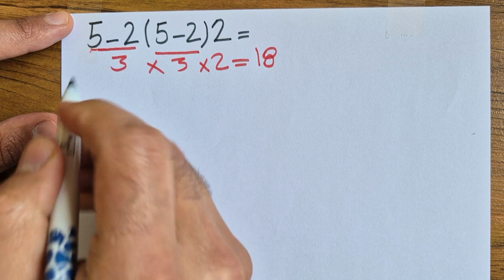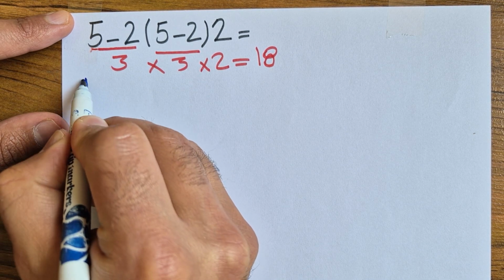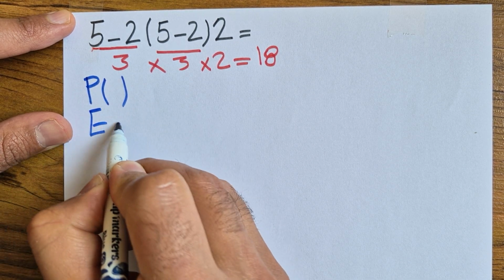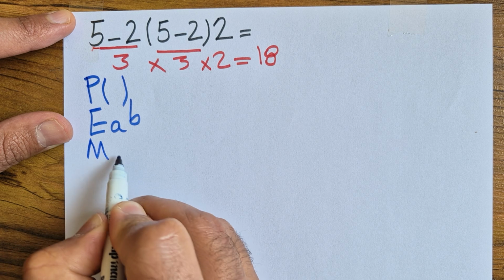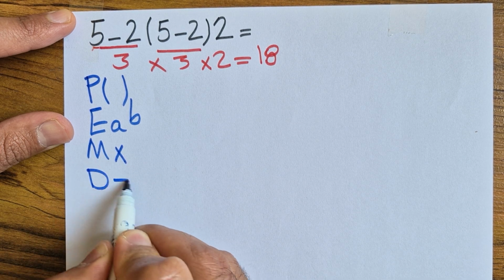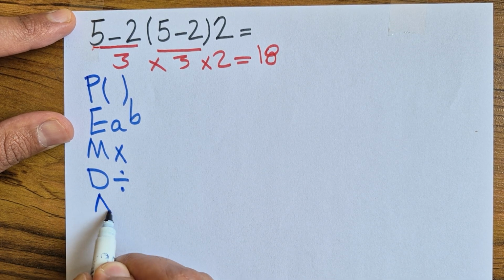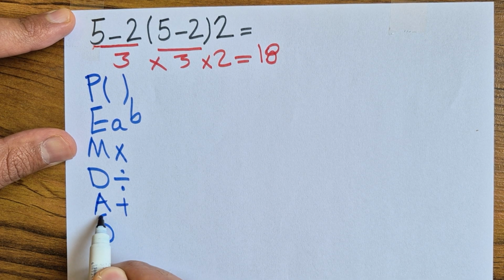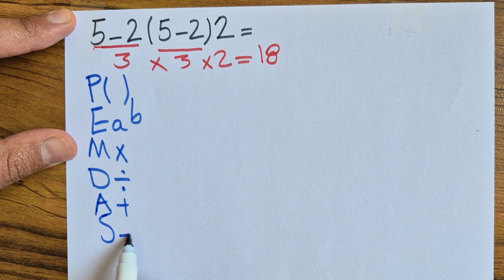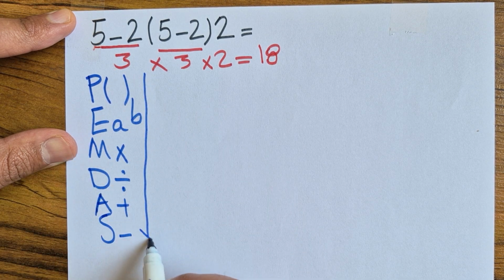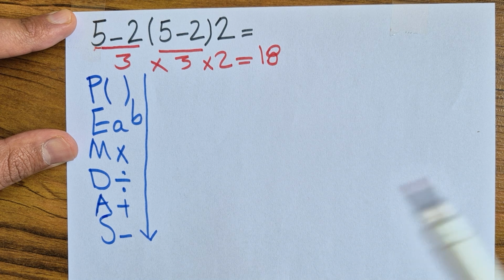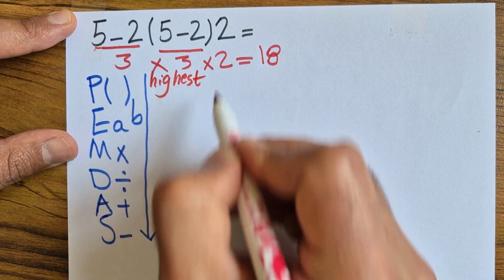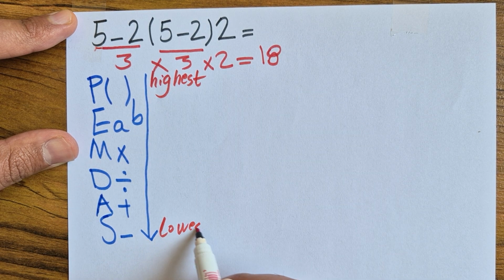So what is the correct order of operations? It is something called PEMDAS. So P stands for parentheses, E stands for exponents, M stands for multiplication, D stands for division, A stands for addition, and S stands for, oh, that's an ugly S, subtraction. And this gives us an arrow of priority. It means that here we have the highest, and here we have the lowest priority.